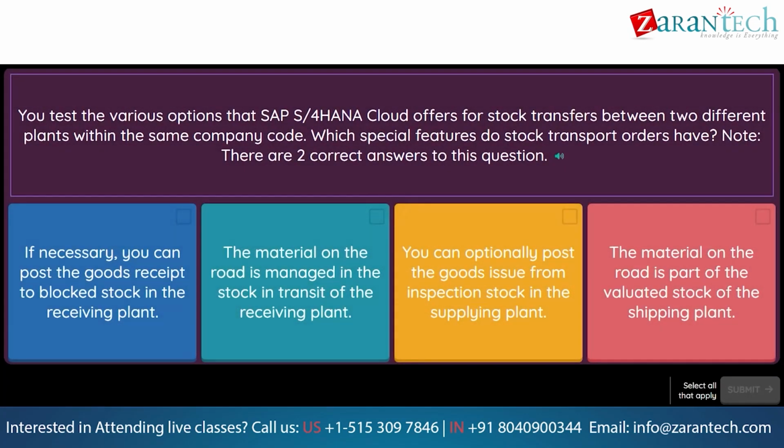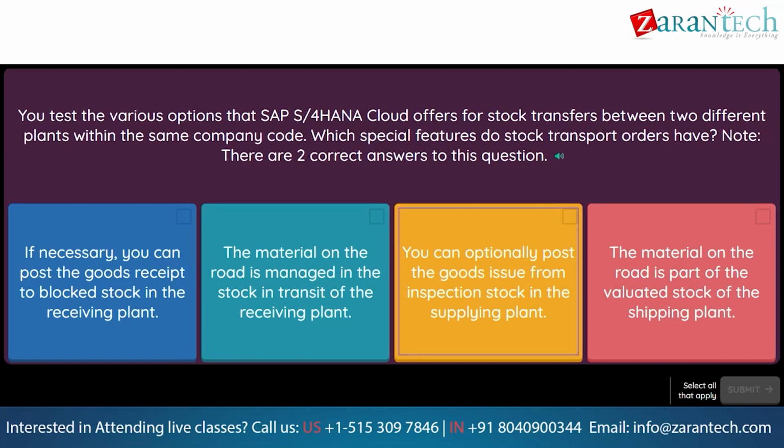Question: you test the various options that SAP S/4HANA Cloud offers for stock transfers between two different plants within the same company code. Which special features do stock transport orders have? Note: there are two correct answers to this question. Option 1: if necessary, you can post the goods receipt to block stock in the receiving plant. Option 2: the material on the road is managed in the stock in transit of the receiving plant. Option 3, you can optionally post the goods issue from inspection stock in the supplying plant. Option 4, the material on the road is part of the valuated stock of the shipping plant.